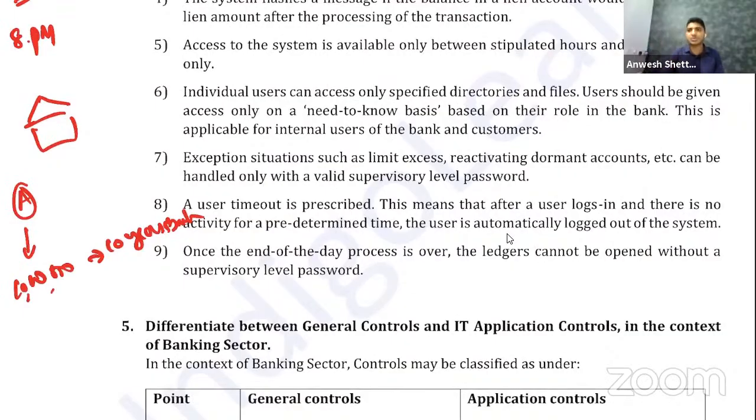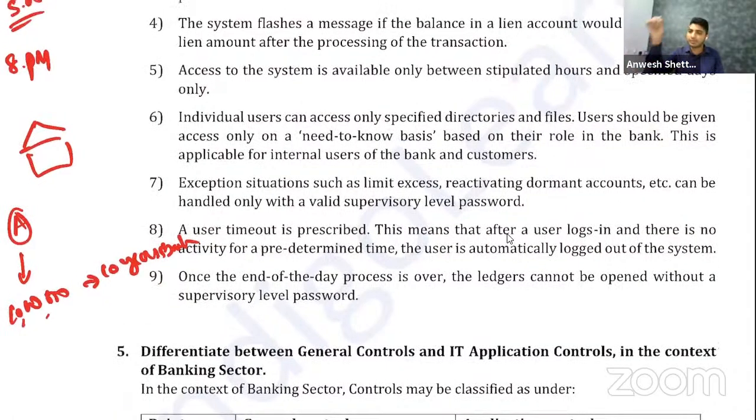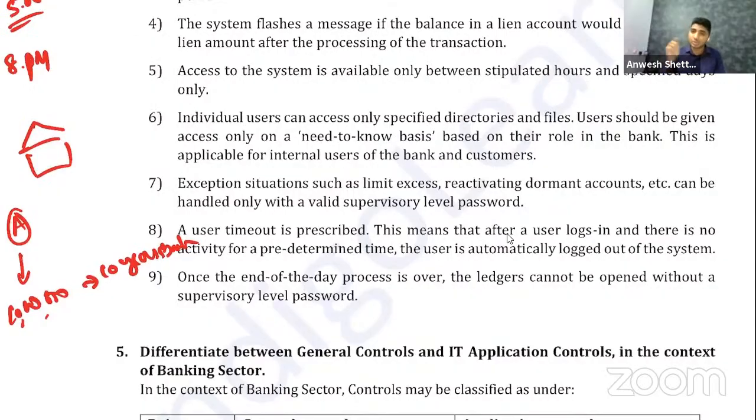So if somebody else wants to draw the money, can he do it? No, only with the approval of the branch manager you can do it. So this is an IT control. And remember one thing, all IT controls are internal controls, but we are talking about software in particular here.